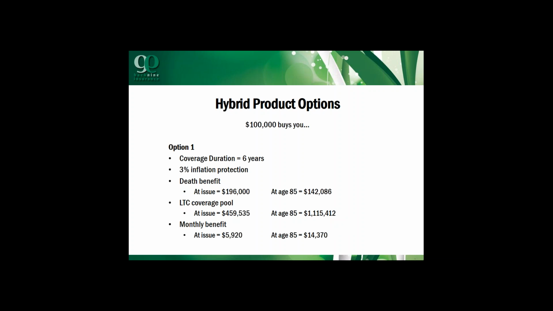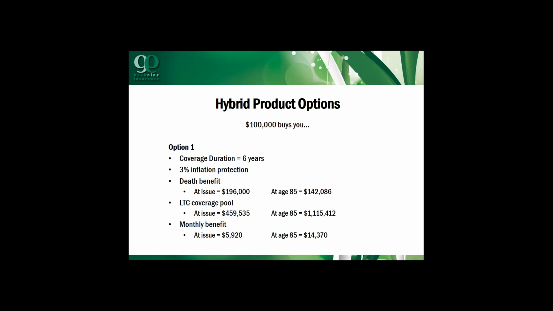So now let's look at the figures for each option. Option 1, you're going to have coverage for 6 years with inflation protection from the onset. That gives you a death benefit at issue of $196,000, and at age 85, it's $142,000, decreasing as the cost of insurance increases.